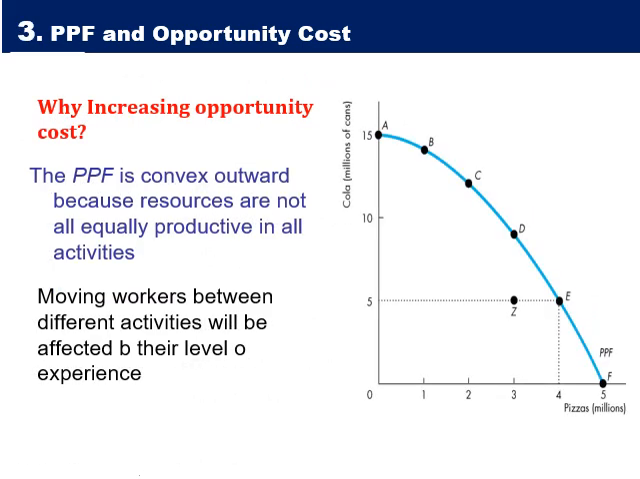Now, let's see why we have an increasing opportunity cost when we move further and further along the PPF. The answer is that the PPF is convex outward, or concave, because resources are not all equally productive in all activities. What does this mean? It means that some of the resources, such as workers, are more suitable to produce one good, and they are not suitable to produce the other good.